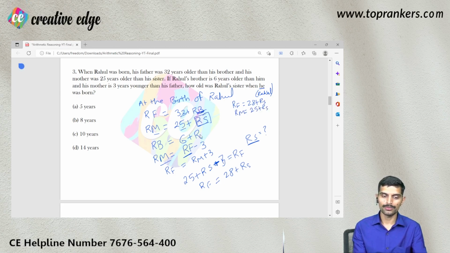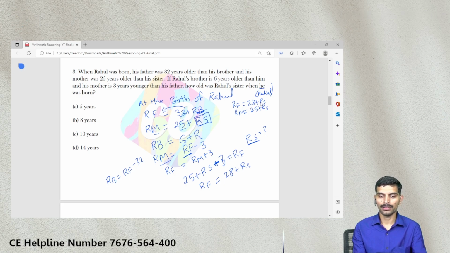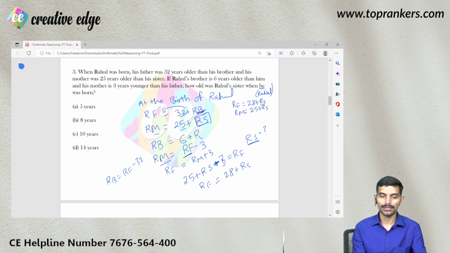Now who is remaining? Rahul's brother. So Rahul's brother is Rahul's father minus 32 years. Transfer this 32 on the other side. And we have a relationship that Rahul's father is 28 years elder than Rahul's sister. So if I replace Rahul's father here, that will be Rahul's brother plus 32 is equal to 28 plus Rahul's sister. So Rahul's brother is equal to Rahul's sister minus 4, right?